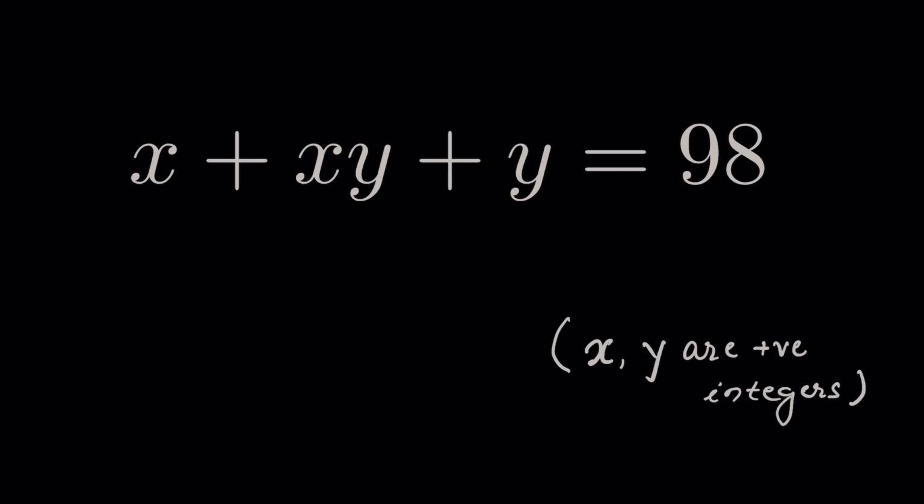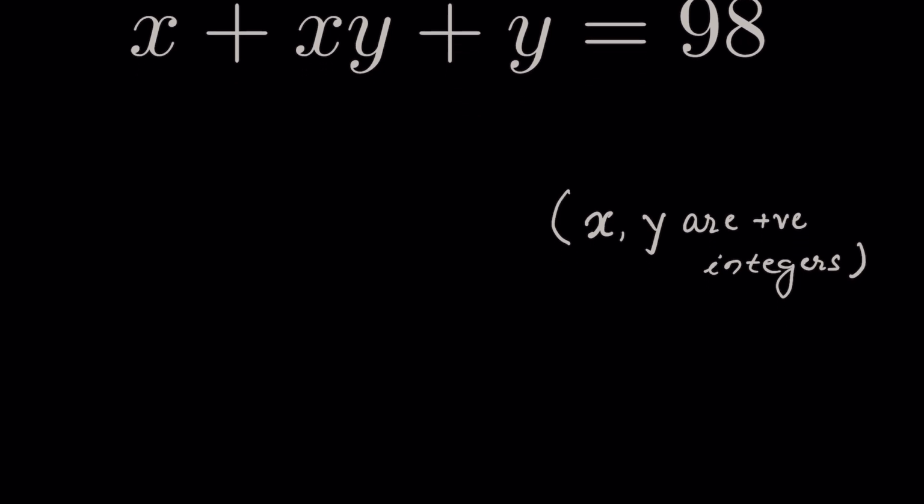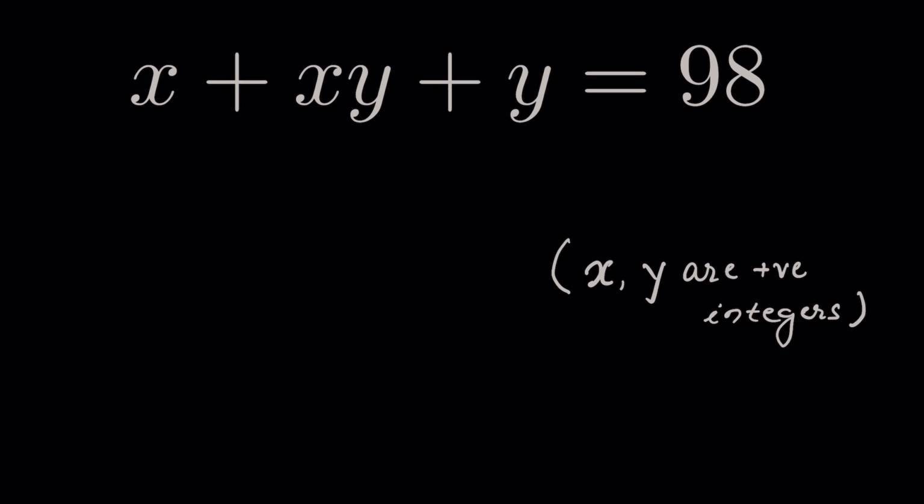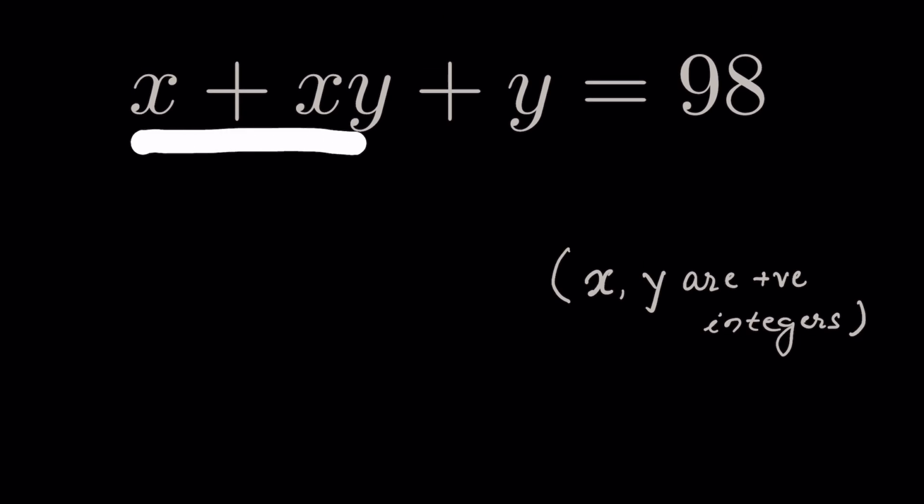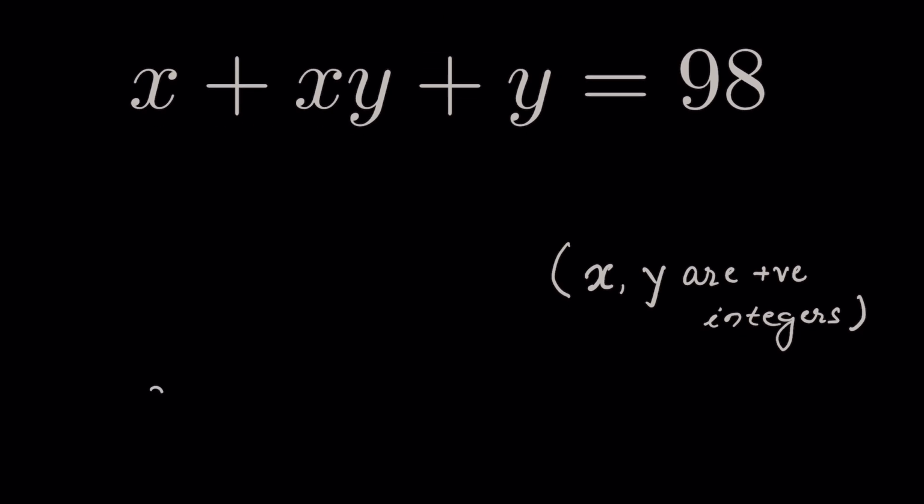x plus xy plus y is equal to 98. We have to find all the positive roots for x and y, because x and y are positive integers. So how to factorize it? Here we can take x common and write x(1 plus y) plus y is equal to 98.